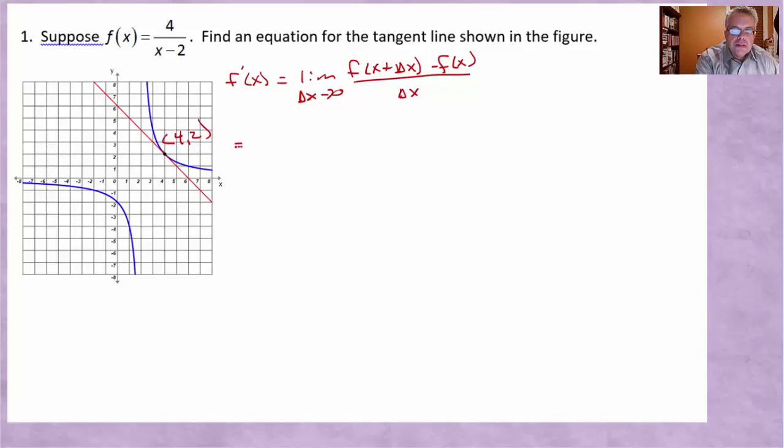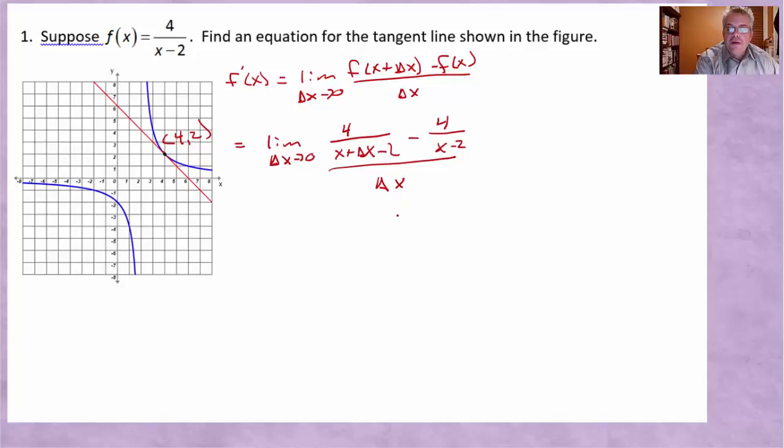Okay, so in this case, this is going to be a really good one. This is the limit as delta x goes to 0. We have to put x plus delta x into the function, so this would be 4 over x plus delta x minus 2, since I put that in for x, minus f of x, which is just the function itself, all over delta x. Now, this is a crazy one. It's going to be ugly at first, but it's going to get a lot better. This is one where we have denominators that we want to clear out.